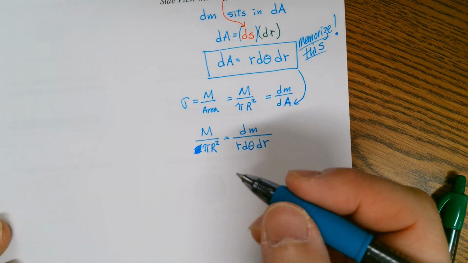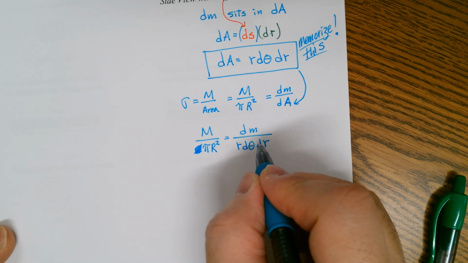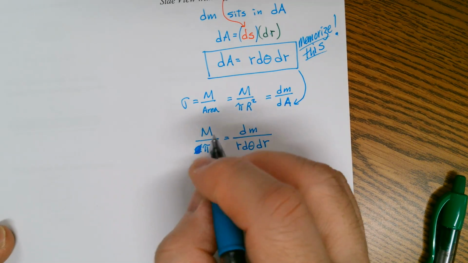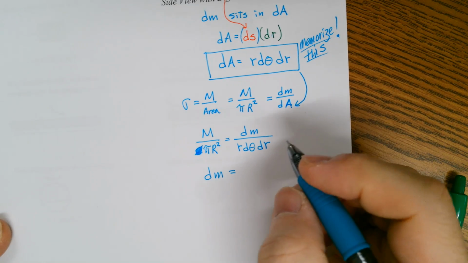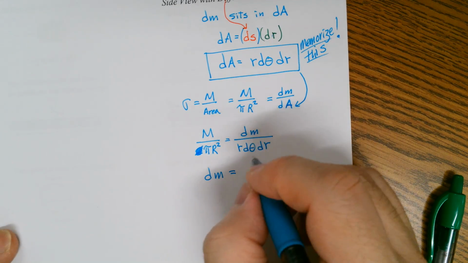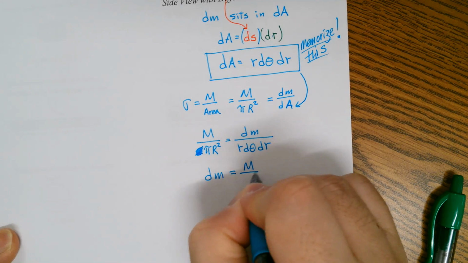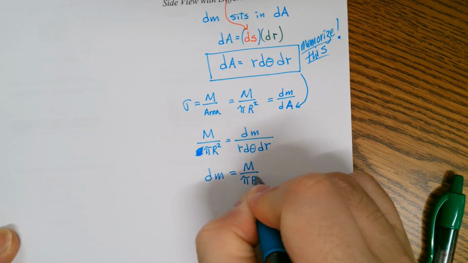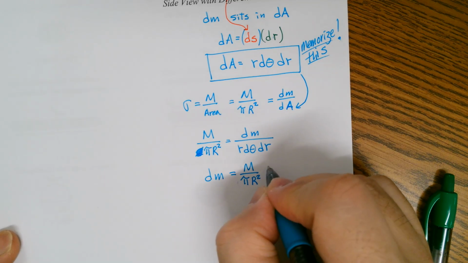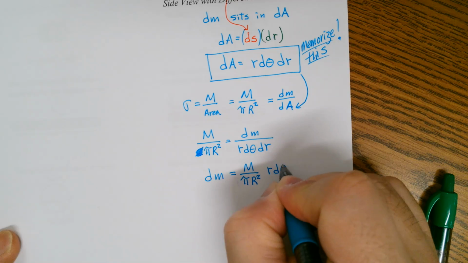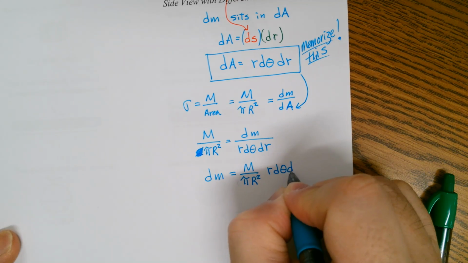Therefore, if I were to solve for dm, my dm becomes m over pi r squared, which is constant, times r d theta dr.